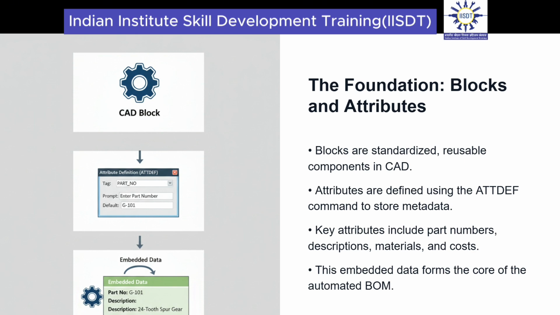We create attributes for every piece of data we need in our BOM: a unique part number for identification, a detailed description for clarity, the specified material for manufacturing, the supplier, and even the unit cost for budgeting. Every time we insert that block, we are not just placing a drawing element, we are placing a data-rich component that carries its own essential information, forming the very bedrock of the data we later extract for our BOM.